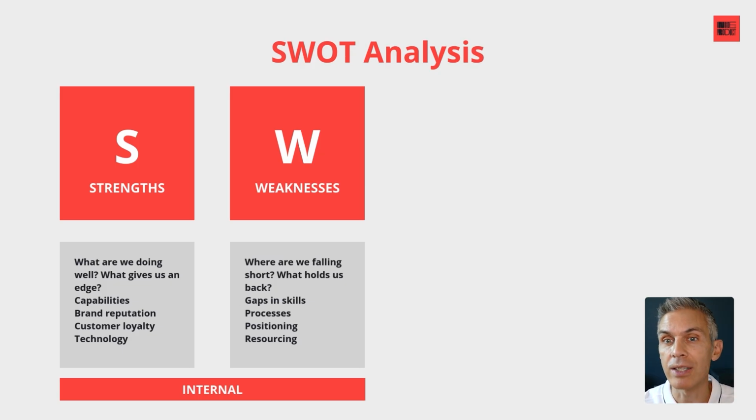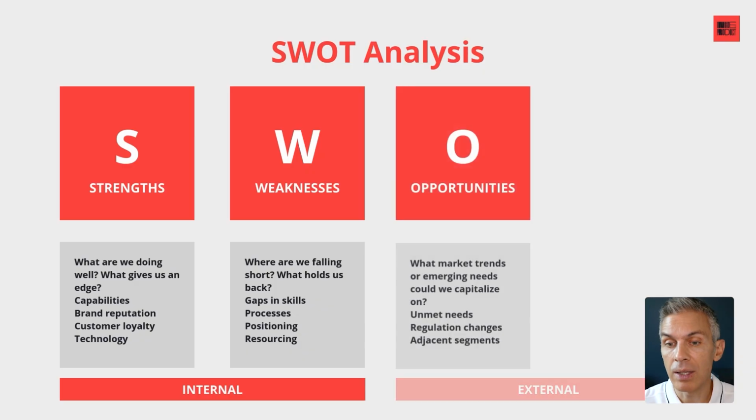Now let's look into the external factors. First, there are the opportunities, so the O. When you're looking at opportunities, you are looking at things like market trends or emerging needs that you could capitalize on, that are going to help you grow, that are going to help your product and benefit it. Some examples of opportunities could be unmet needs of your potential customers.